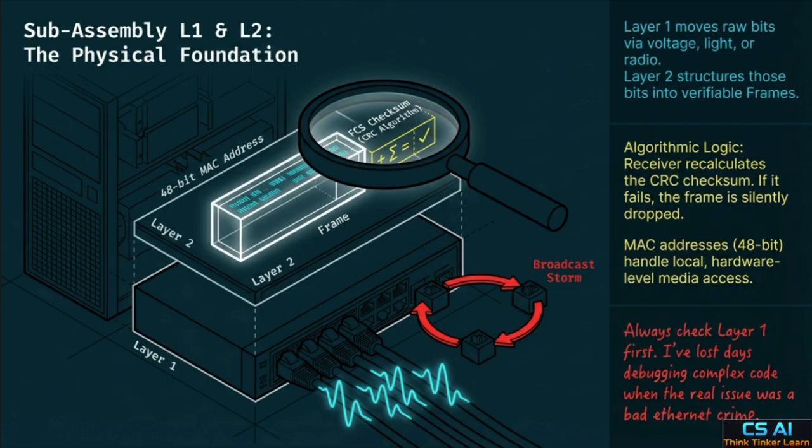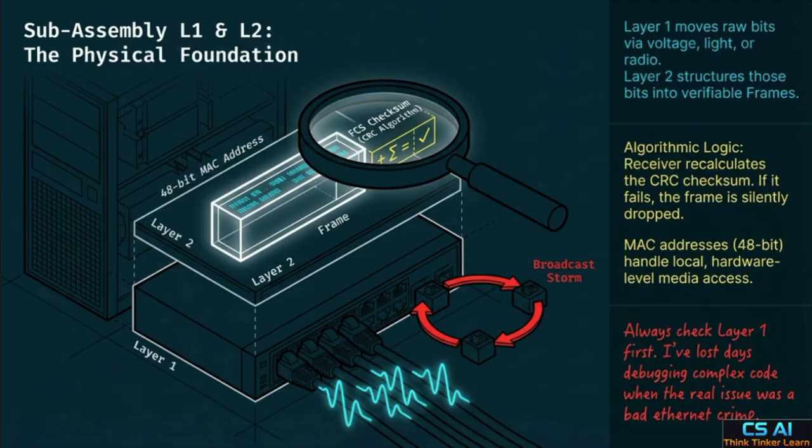Let's zoom into the physical foundation, layer 1 and 2. Layer 1 is the raw reality. It's just bits traveling via voltage, light, or radio. Layer 2 takes those raw bits and builds structure, creating frames. The algorithmic magic here is the CRC checksum. When a frame arrives, the receiver recalculates the checksum. If it doesn't match, the frame is silently dropped. It's an efficient fail-fast mechanism. Also, note the 48-bit MAC addresses. They handle hardware-level access on the local network.